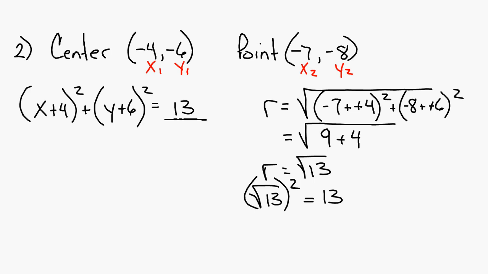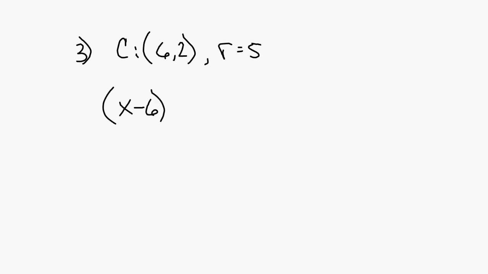Number 3. Write the standard equation for the circle. So you've got a center, and it's at 6, 2. You've got a radius equal to 5. So that is x minus 6 squared plus y minus 2 squared equals. The radius squared goes out here, so that's 25.